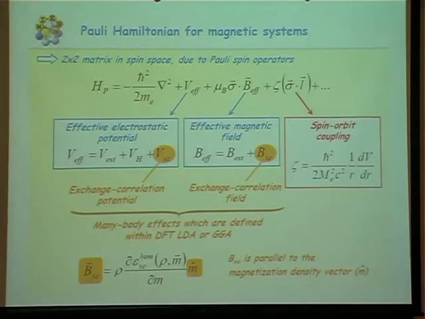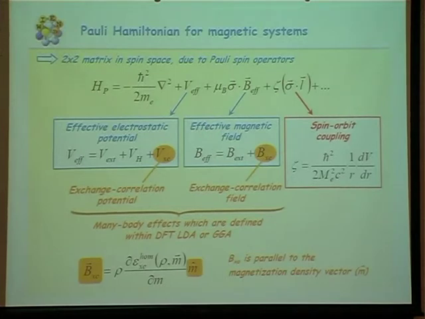So our Hamiltonian has our well-known kinetic energy. And remember, usually this is changed. It's not the rest mass of the electron, but this enhanced mass. We have an effective potential, where we have the external potential, the Hartree potential, and the exchange correlation potential, which was also discussed before. And then we have an effective magnetic field.